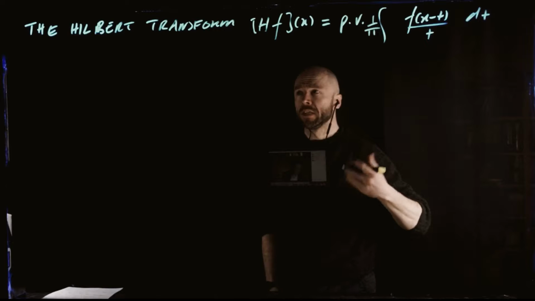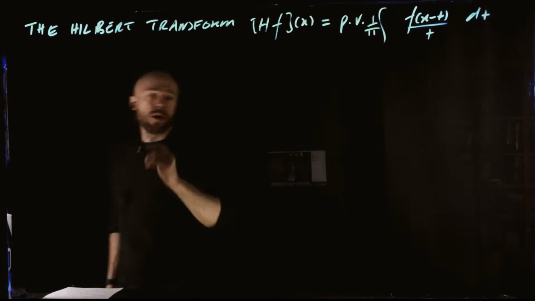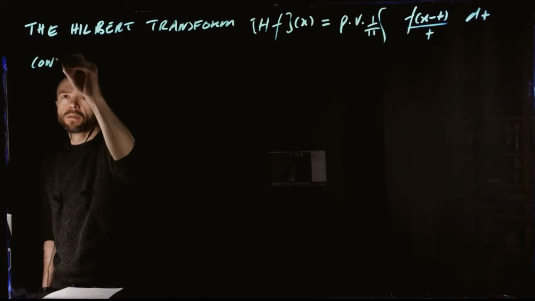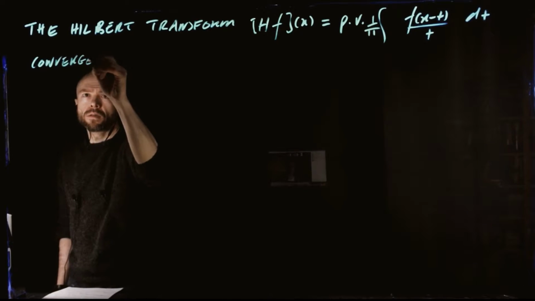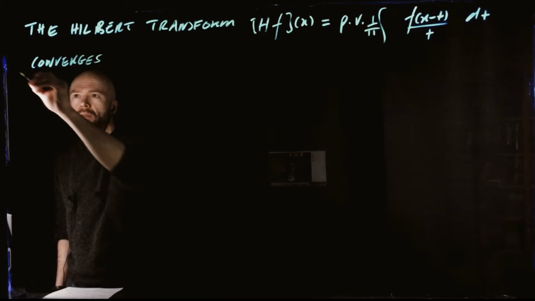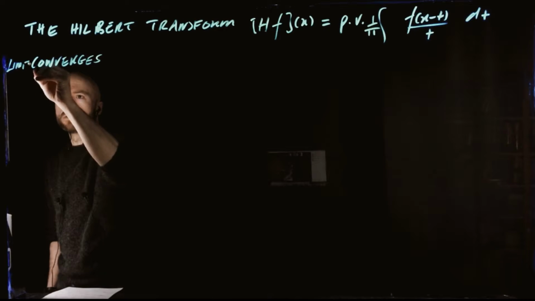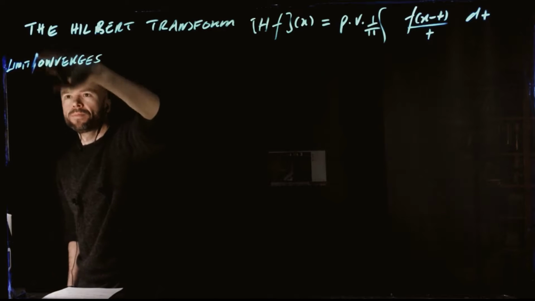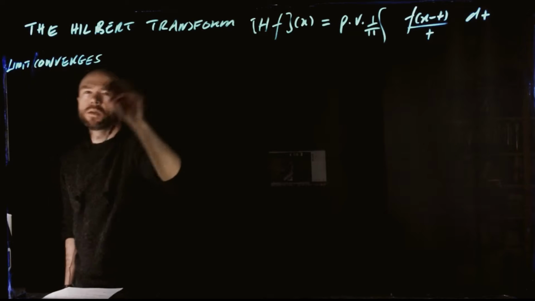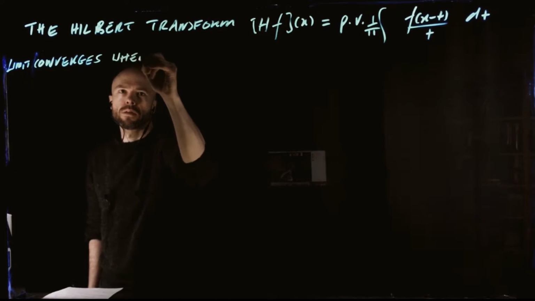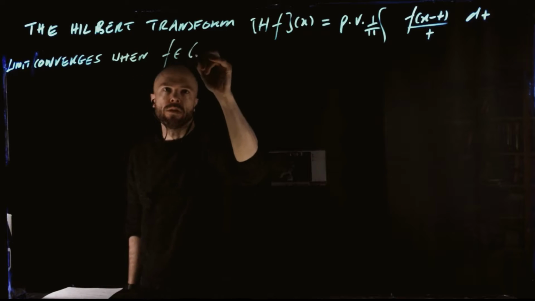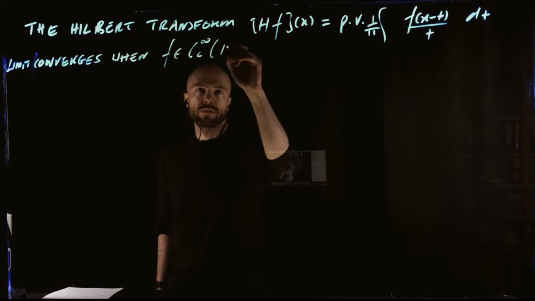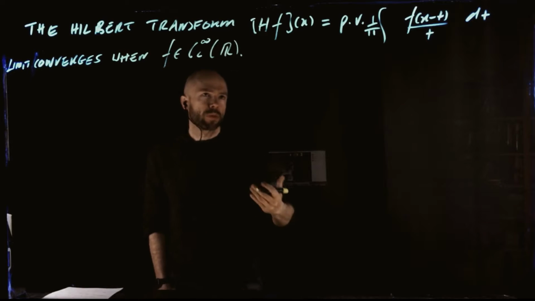And we learned that this thing actually makes sense, or the limit converges, not so bad, when we have f with compact support, and we took C infinity, but one derivative was enough. Okay, and it had various nice properties.